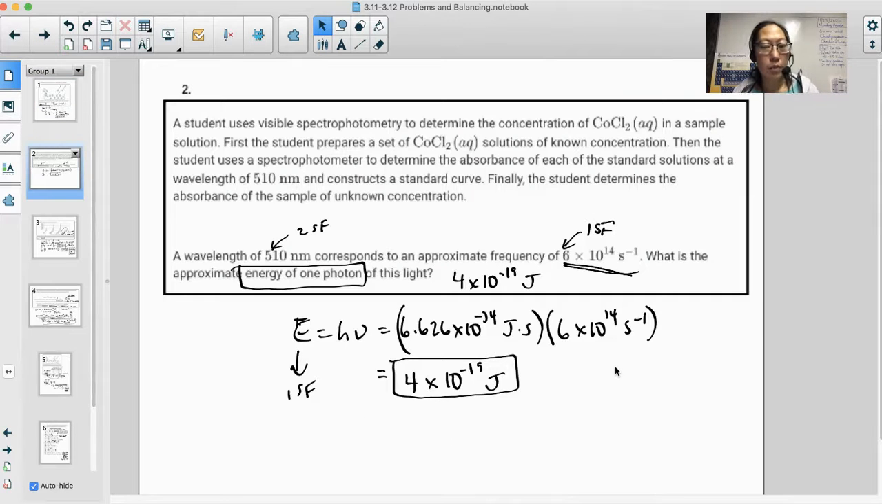The next problem is about using spectrophotometry, but there is a lot of text that is unnecessary for you to actually answer the question being asked, which is the energy of one photon. Remember that in this equation, E equals h nu, that is the energy of one photon of this frequency. Here's the solution and answer. Feel free to pause to check your answer and make any corrections.